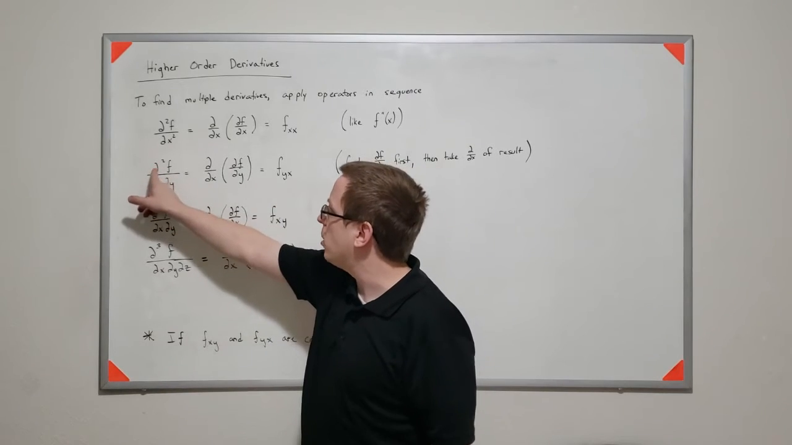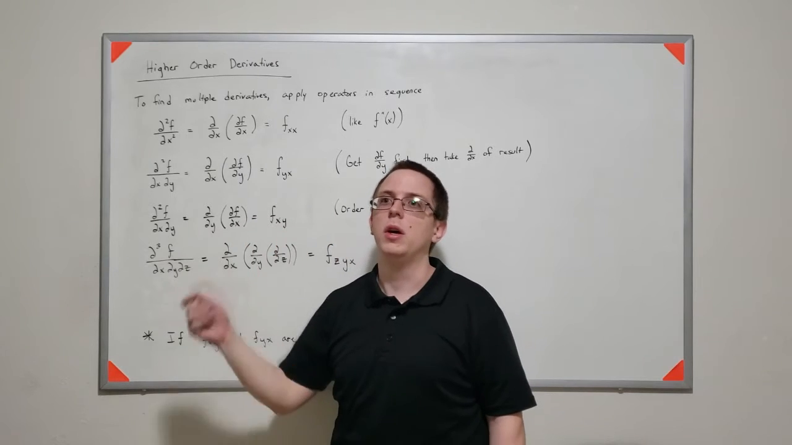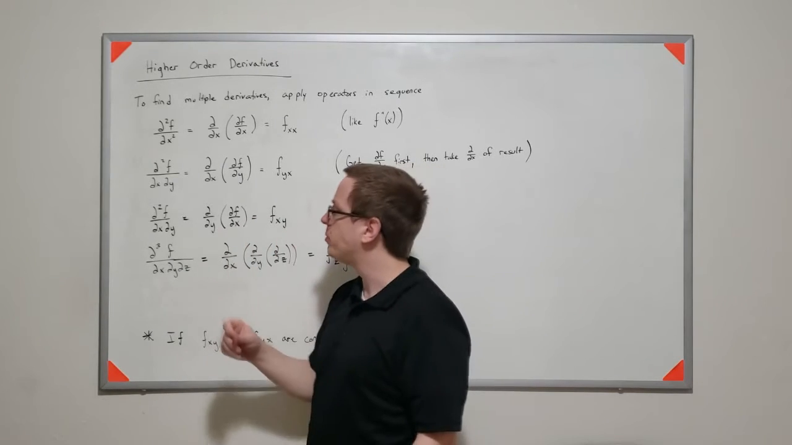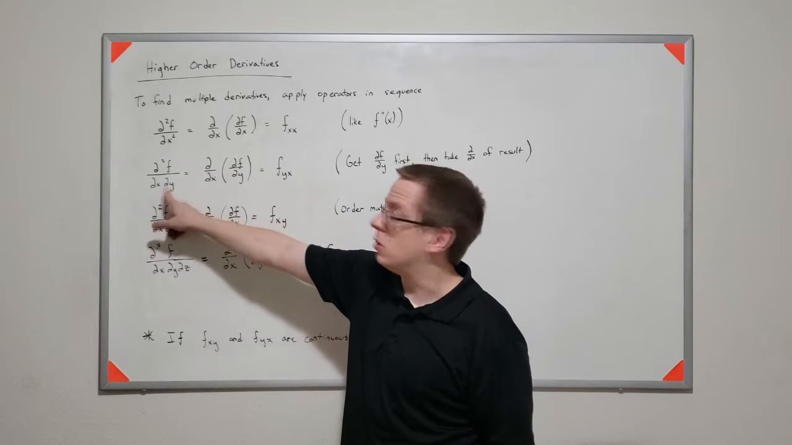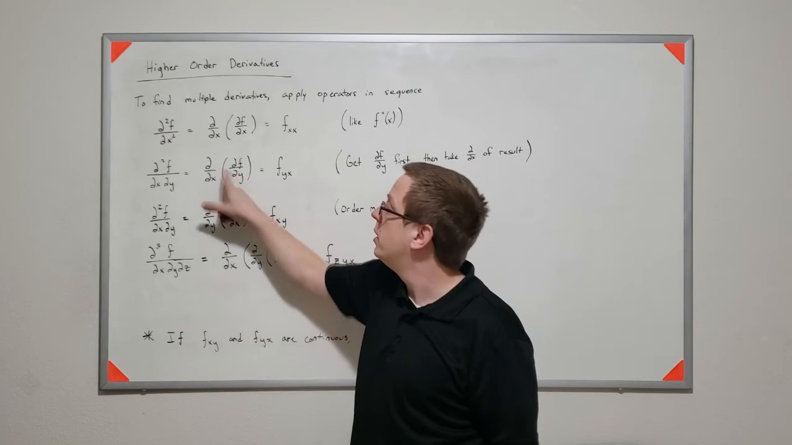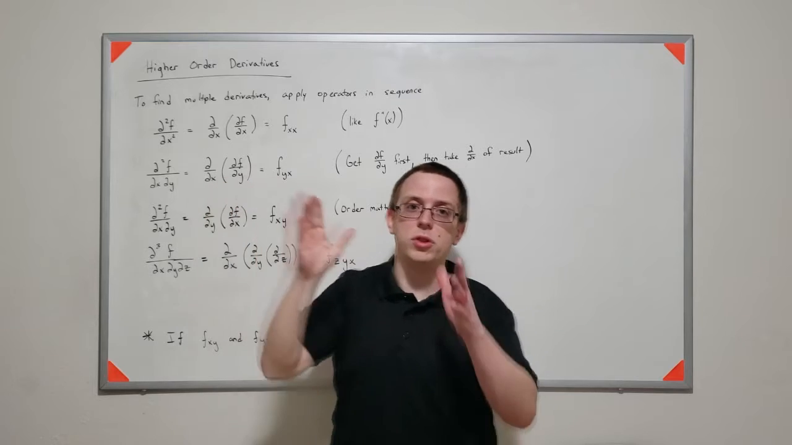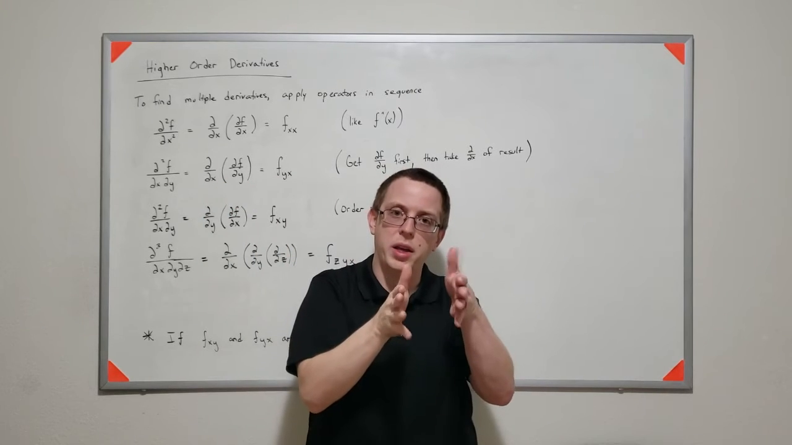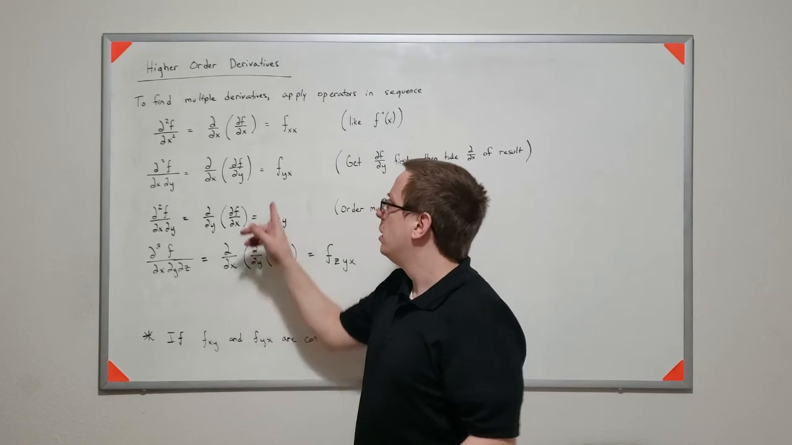If I take the partial of f with respect to y and with respect to x, this notation tells me that I've taken the first partial with respect to y, and then I take its partial with respect to x afterwards. So I take the derivative in y, and then whatever I get, I take the derivative in x.